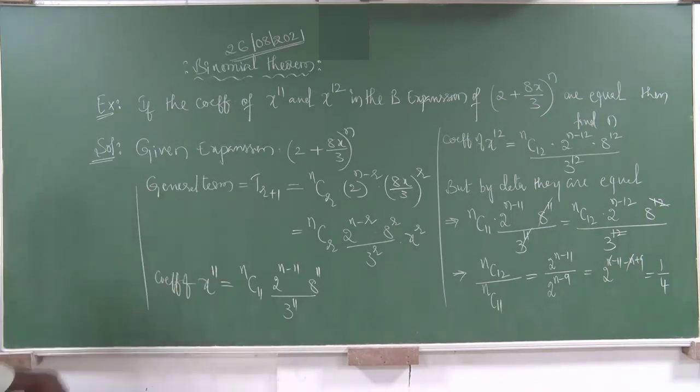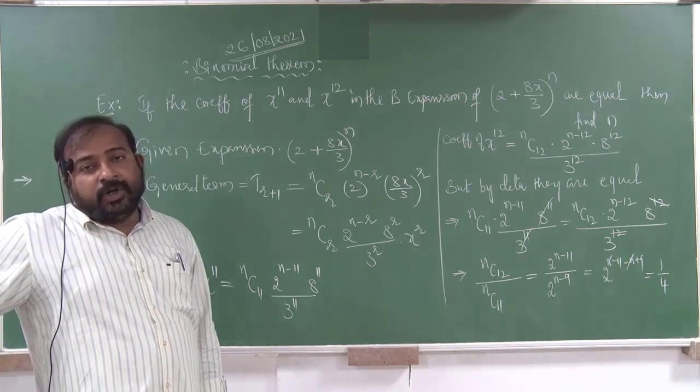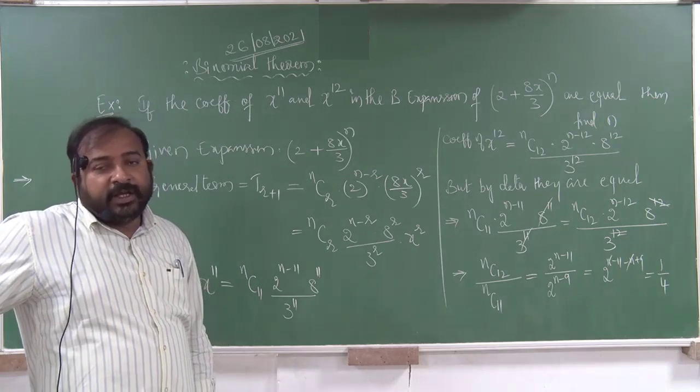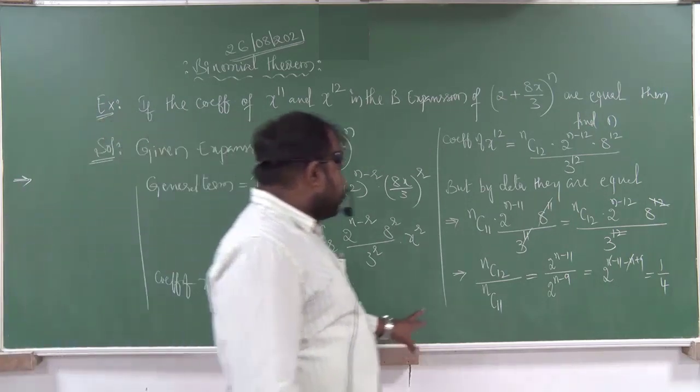Use the formula nC12. What is the value of nC12? The basic formula is there now. What is the basic formula? nCr equal to n factorial by n minus r factorial into r factorial. With the help of that formula you can simplify. So total here it is.